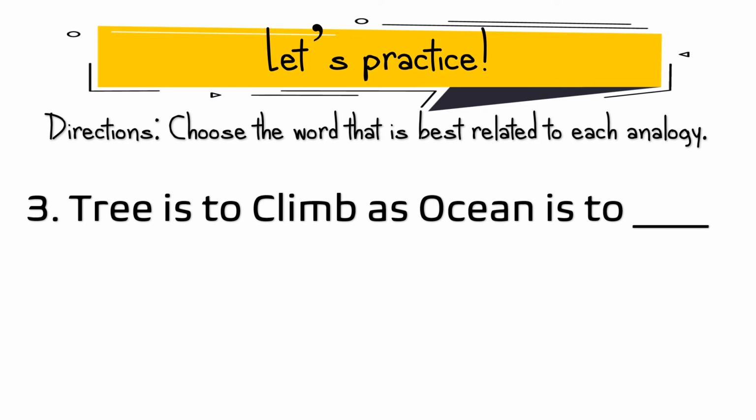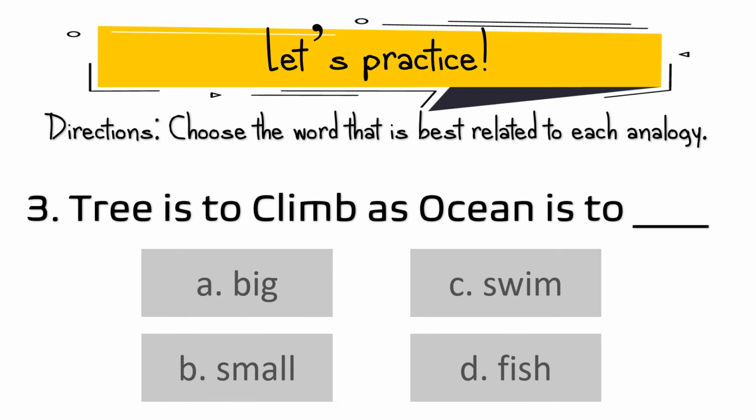Number 3, tree is to climb as ocean is to blank. Choices are A, big, B, small, C, swim, D, fish. And for this, the answer is C, swim. Tree is to climb as ocean is to swim.